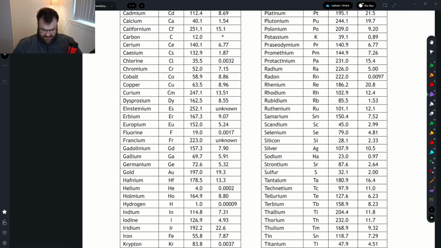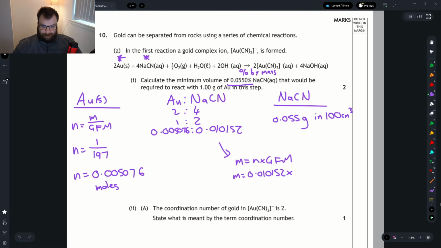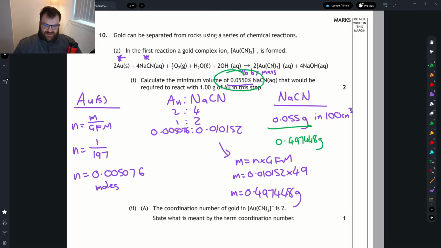Sodium 23, carbon 12, and nitrogen 14. I'm making that 49. Mass 0.497448 grams. So from this, 0.055 grams would be in 100 centimeters cubed. We need to get to 0.497448. If we have set up this kind of proportion thing, if we divide 0.055 by itself, we get to 1. And if we times 1 by the 0.497448, we get to that.